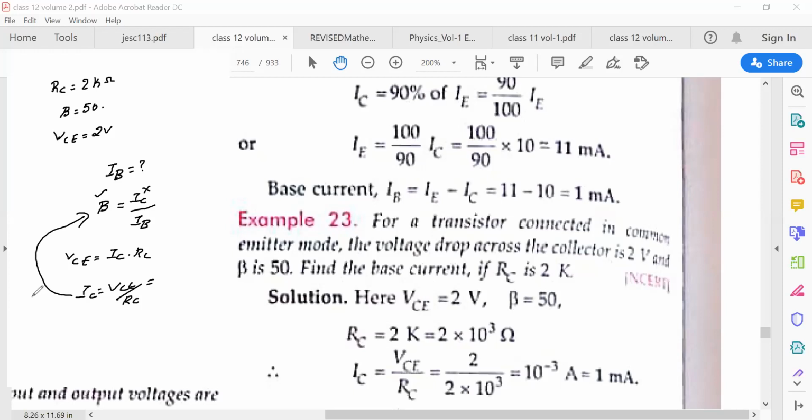இல்லைன்னா இதே ரிலேஷன் அப்படியே IB ல substitute பண்ணிடலாம். So here IB is equal to IC by beta, which is equal to VCE by RC into beta. So give me the relation. 1 milliamp. Yes, my IC is 1 milliamp. Good. So what is IB?